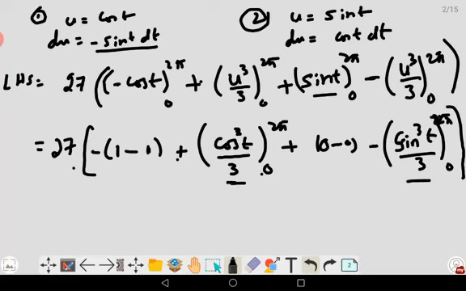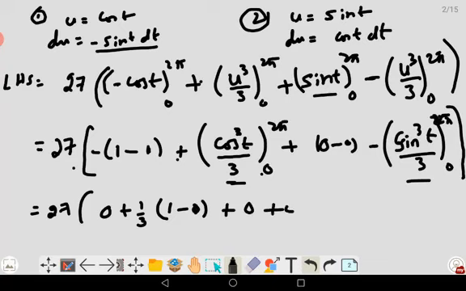Let's check only the second term. 0 plus cosine, so 1 by 3 is common. Cosine 2π is 1, 1 minus 1 is 0. Again 0. All the terms are 0, the answer is 0. The left hand side is 0.